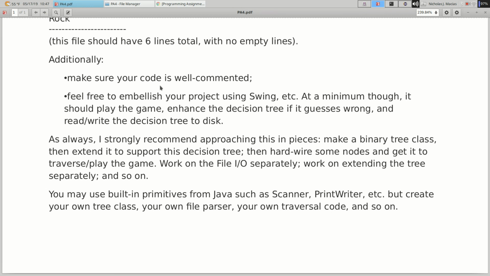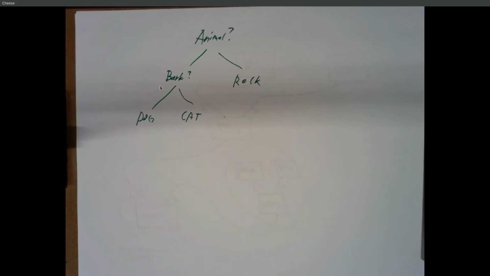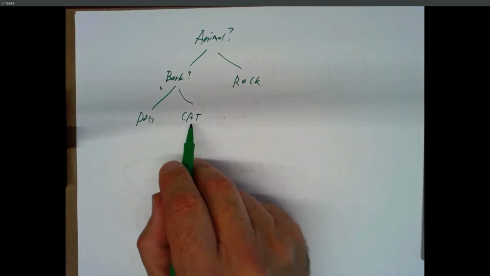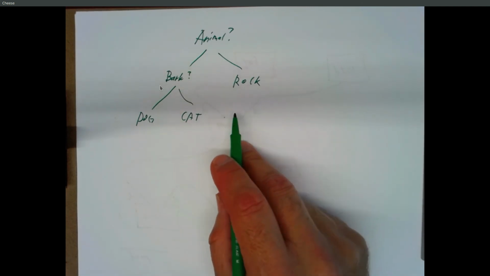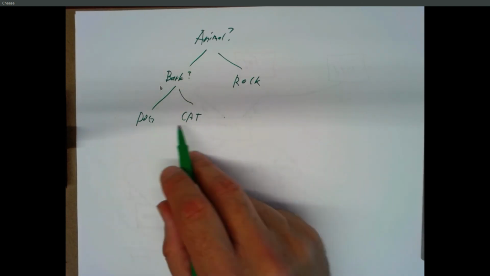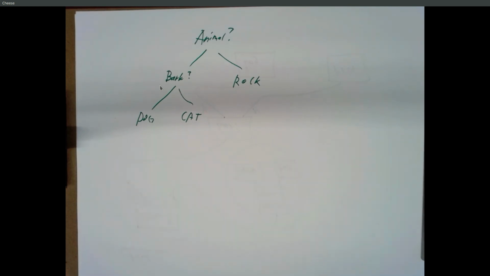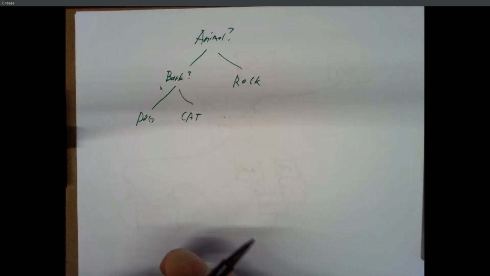So let's say this is your tree. Is it an animal? Yes. Does it bark? Yes, it's a dog. No, it's a cat. If it's not an animal, it's a rock. So you come down here and you get to cat, and the person says, no, it's not a cat. So you ask what they were thinking of, and they say they were thinking of an elephant.